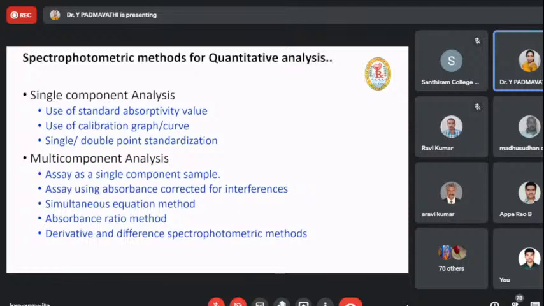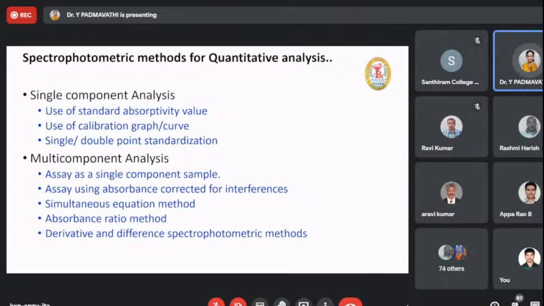So these are all the simple methods which are used for single component analysis. When it comes to multi-component analysis, you have different methods. You can treat the sample mixture as a single component by selecting a wavelength at which all other components do not show any absorbance. Then you can go ahead.